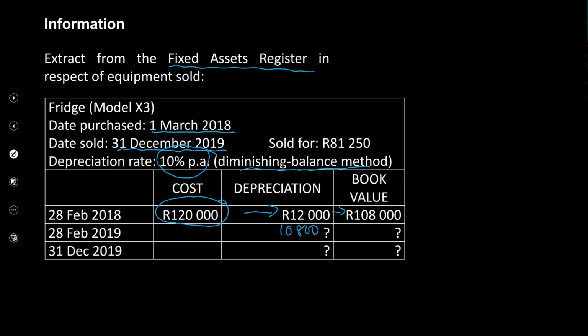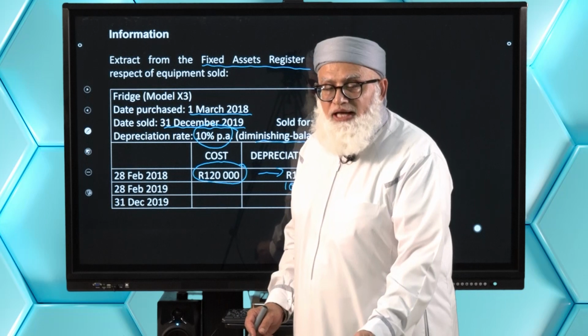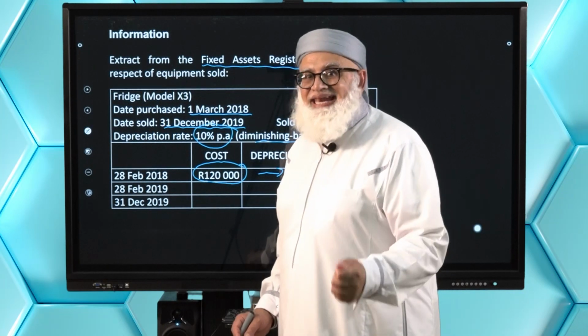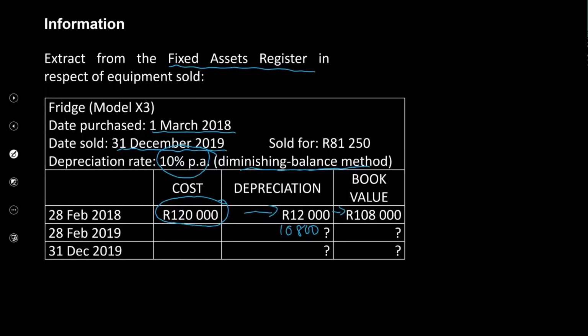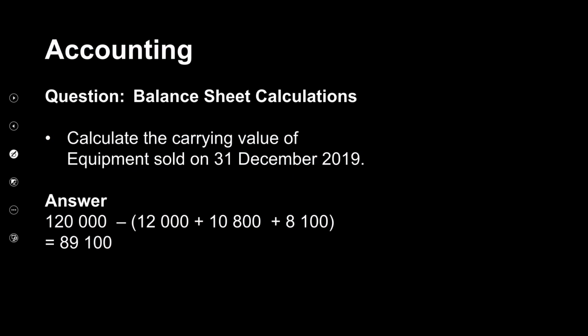Okay? That then, if you take that figure, now you have to calculate your depreciation. Watch, this is important. You now have to calculate your depreciation on your carrying value, right? And what is my carrying value? Obviously, the 108,000 minus the 10,800 will give you your carrying value at the end of the second year. And then you have to go and calculate your depreciation up to the 31st of December 2019. I'm going to show you the calculation. I've got it done for you already. So here we go. Here are my calculations.